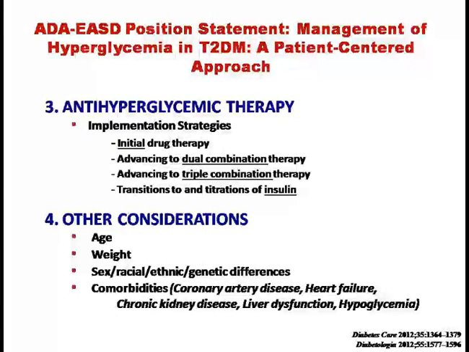And then we will talk about how to implement these strategies: initiate a drug, then advance to dual combination or triple combination, and then shift the patient to insulin therapy, especially if the duration of diabetes is more than 8 or 9 years. And we have to consider age, weight, and the comorbid conditions that the person has.